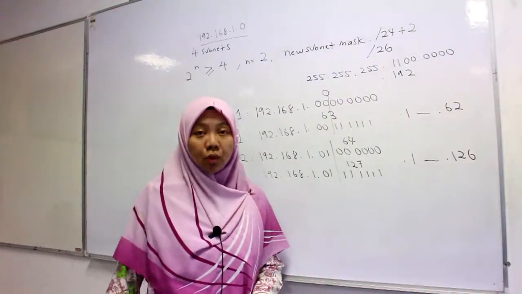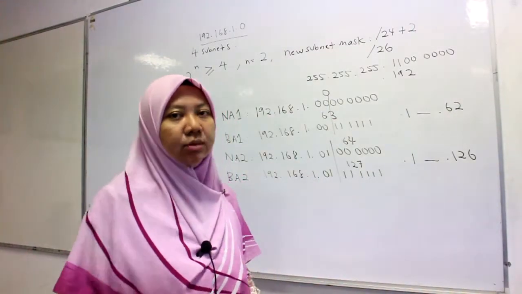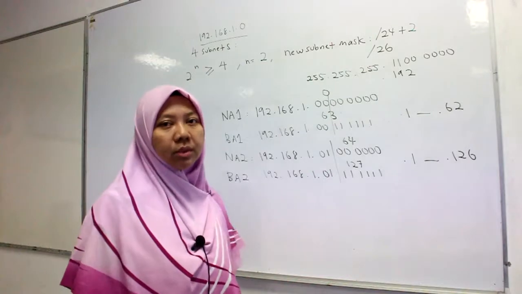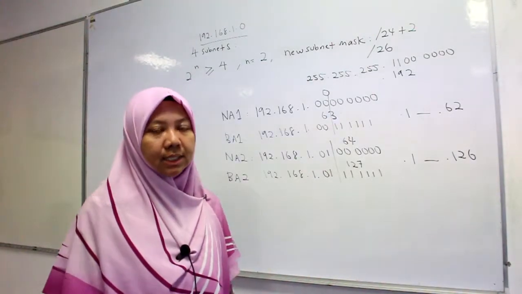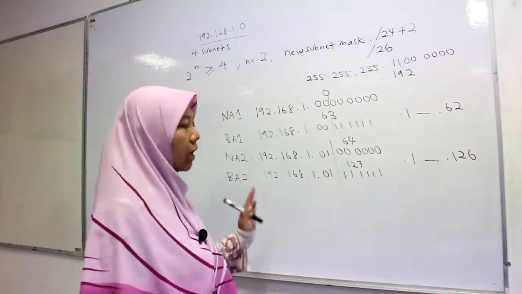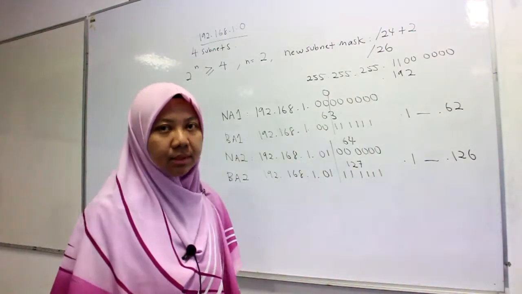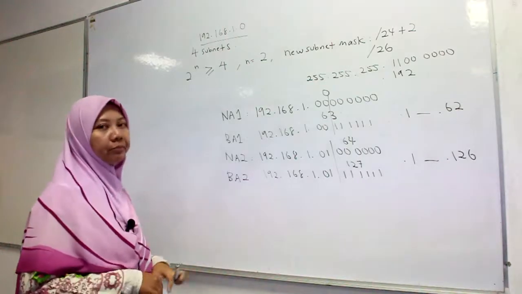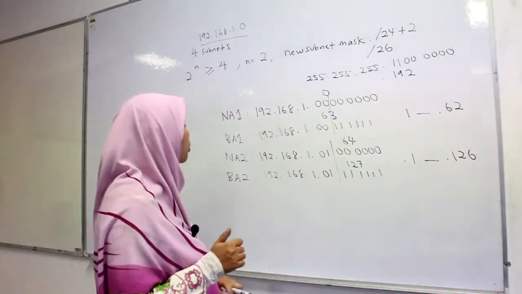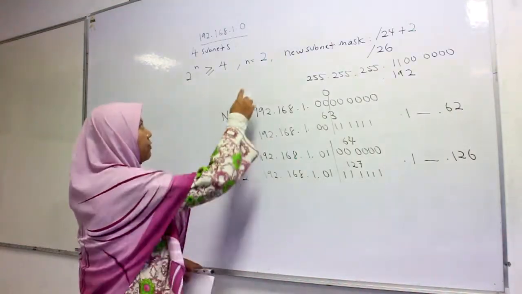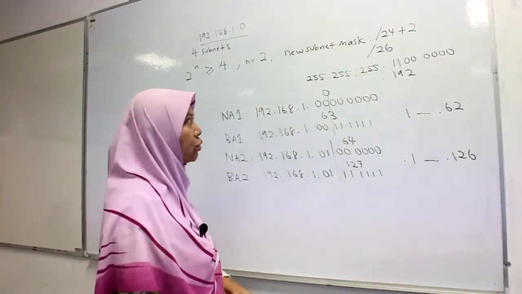Okay, now let's create 4 subnets. We are still using the same IP address from the previous example, 192.168.1.0 as the starting address. Because we want to create 4 subnets, still using the same formula, 2 to the power of n is more than or equal to 4. So the value of n is equal to 2.